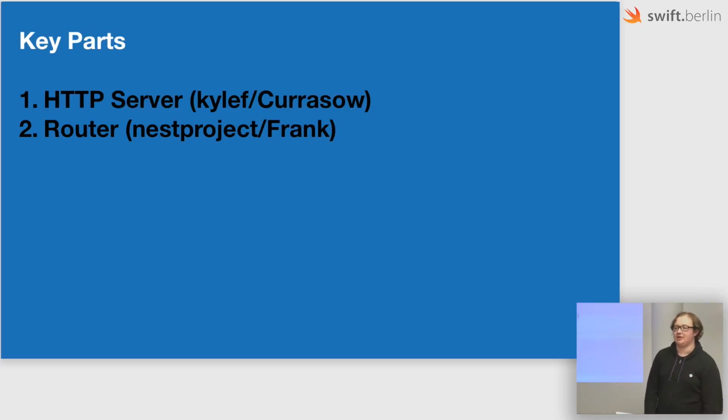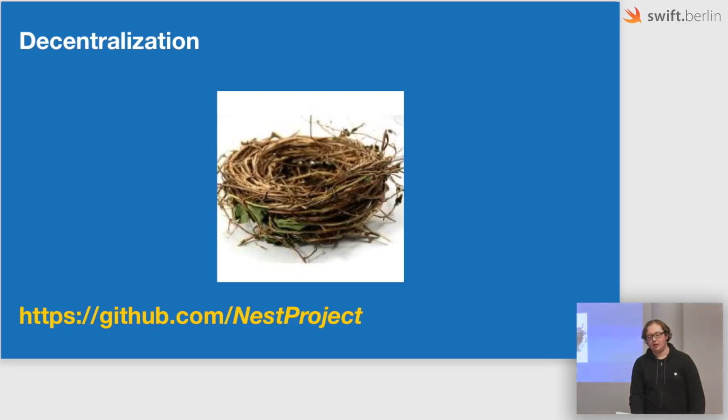What are the key parts of building any web service? Most web applications take at least two key parts, an HTTP server and a router. The Nest protocol provides a set of protocols for allowing different versions of these components to work together. It's similar to Ruby's Unicorn and Python's Unicorn.